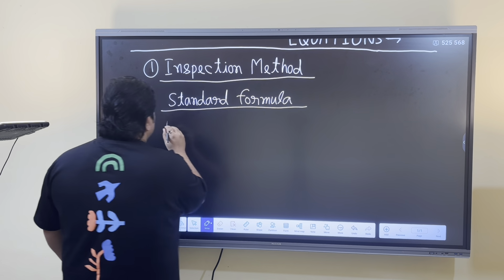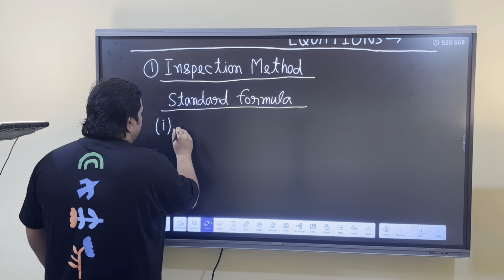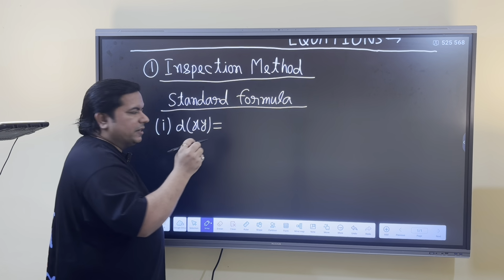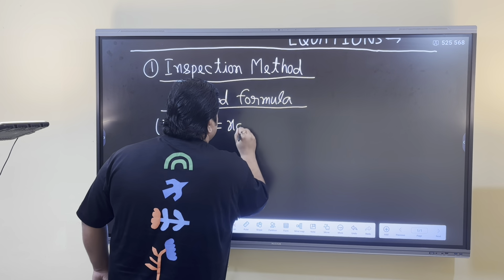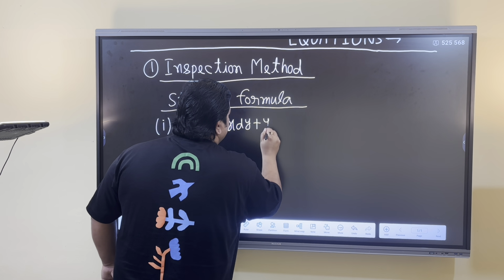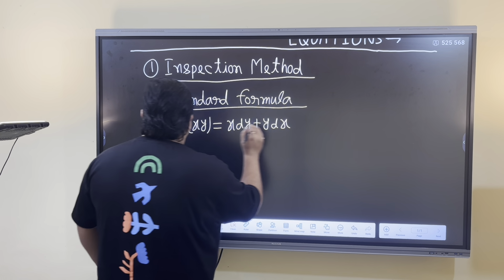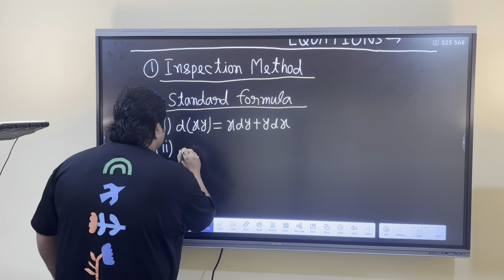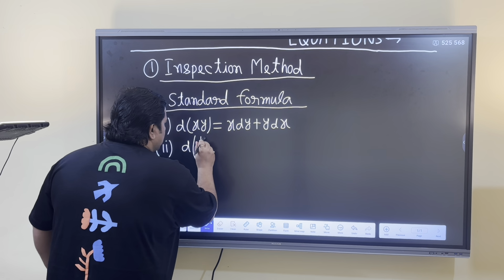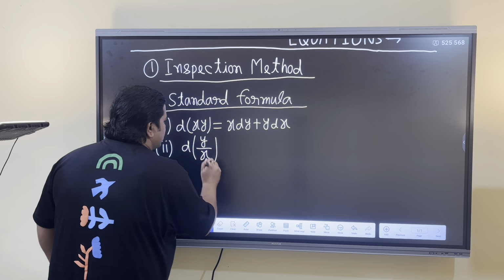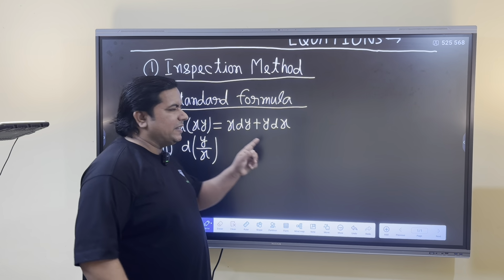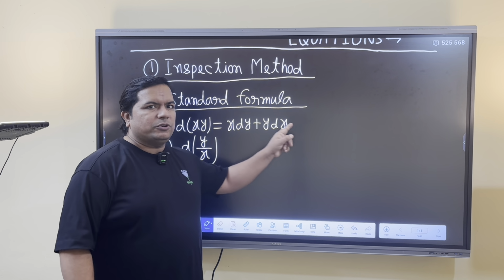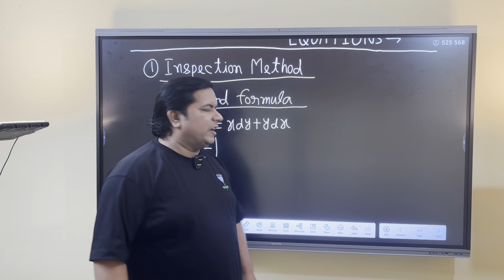So the first one is d of xy. So d of xy can be written as x dy plus y dx. Here d is for differential. So it's like the differential of xy is equal to x into dy, the differential of y, plus y into dx, the differential of x.